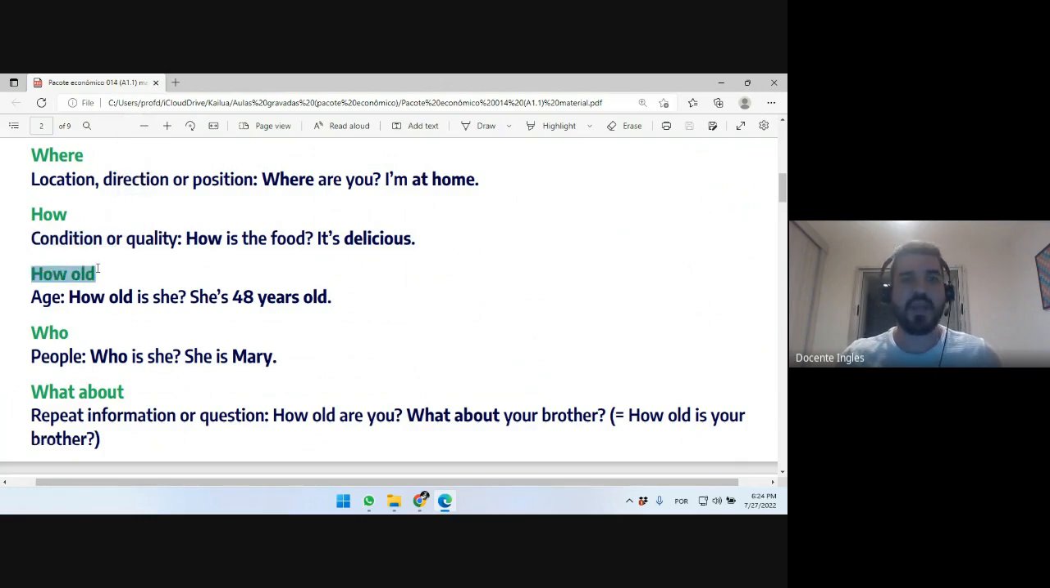We have how old, and how old is for age. How old is she? She's 48 years old. So 48 years is the age of this woman. Something that is very important. In English, when we talk about age, we always use the verb to be. How old is she? She is 48 years old.